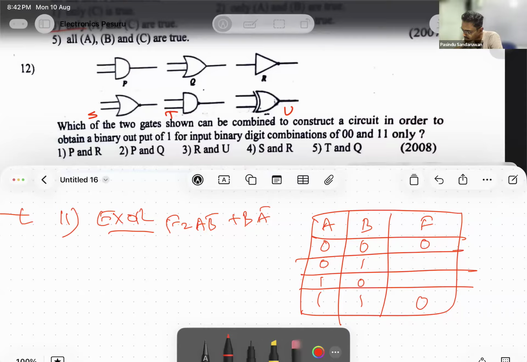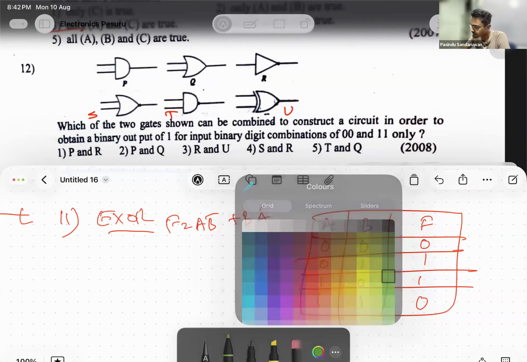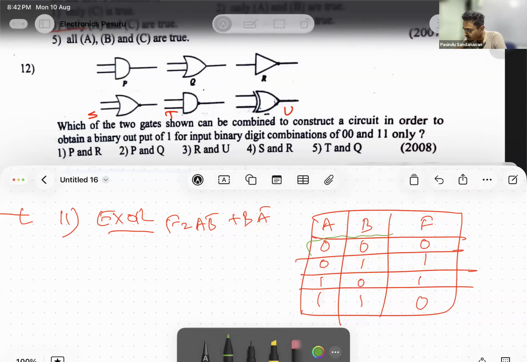Second line, A is 0 and B is 1: the first term is 0, but B is 1, and A is 0 so A bar is 1, then 1 comes. Here also 1 comes. See what has happened? This is a special case for homogeneous combinations. When the input combination is 0, 0, the output is 0. When it is 1, 1, the output is also 0.